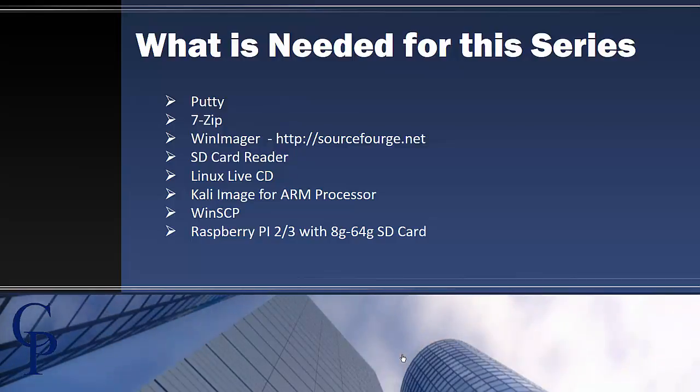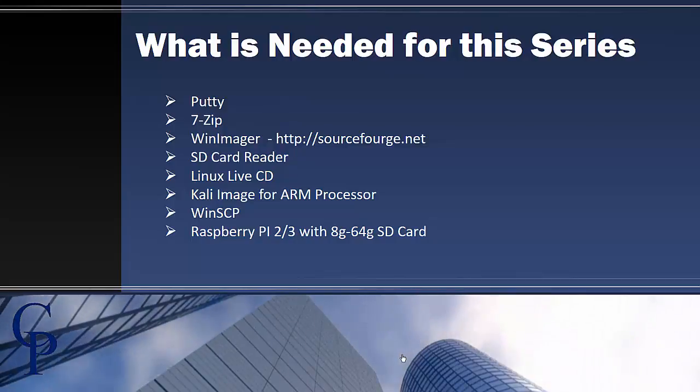We want a program called WinSCP. This is a really great tool, and if you're going to be trying to push files over to your Raspberry Pi, this is a great program. Basically, it comes up and asks you the IP address of the Pi, the password, username, in our case will be root and toor, and then it actually makes the connection between your PC and the Pi, and then you can copy files over to it.